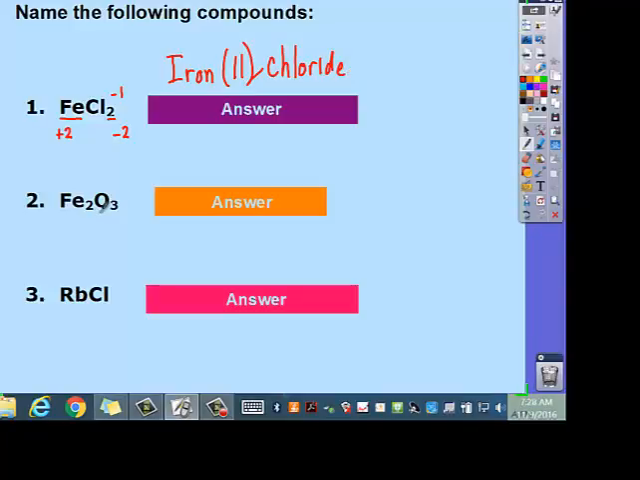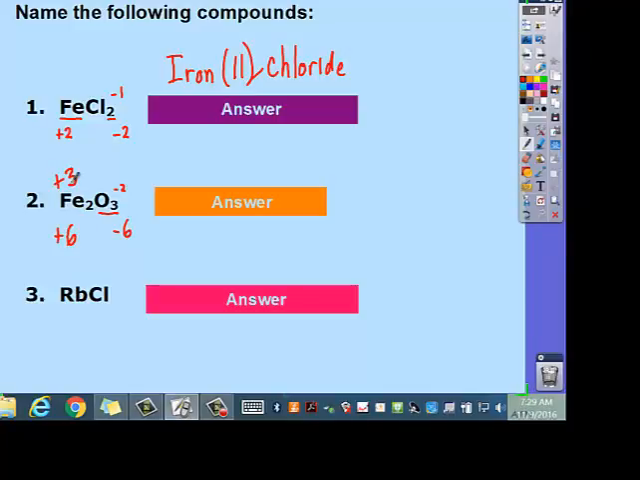Right here. Oxygen is a -2 charge. There's 3 of them here, as you can see. So you have to multiply times 3. That's going to be a -6. So I have to have a +6 on this side to cancel it out. But how many irons does it say I have? It says I have 2 irons. So since I have 2 irons, you have to divide by 2. So the charge of each of the ions will be +3.